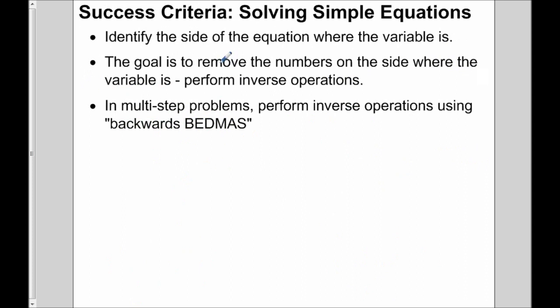So make sure that you identify the side where the variable is, because that's where you focus. Now the goal is to remove the numbers on the side where the variable is, which is what we call isolate, right? We're going to isolate x by performing the inverse operations, so we've got to make sure we do opposite stuff. And then you notice in multi-step problems, we've got to do backwards BEDMAS. Okay, very important. So we deal with the adding and subtracting first.